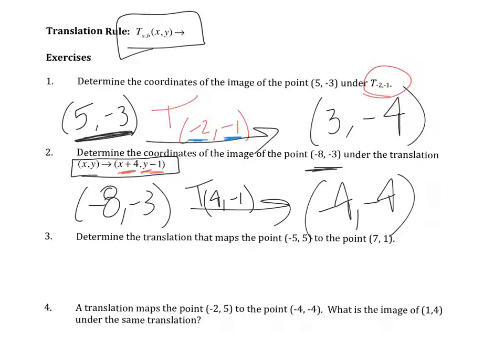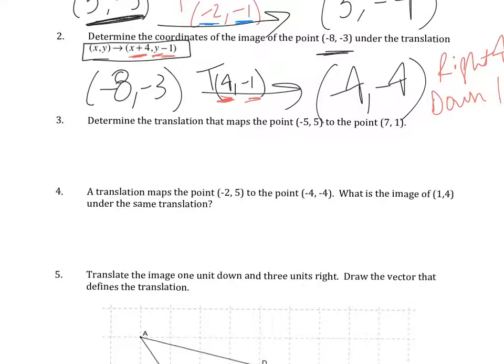So in this case, we are going to do -8 plus 4 is going to give me -4. And then I'm going to do -3 minus 1 is also going to give me -4. So you want to make sure that you're clear on your integers and that you don't mess it up. Also, in this case, this +4 means that we're going to the right 4, and this -1 means that we're going down 1. Okay, let's take a look at the next one.